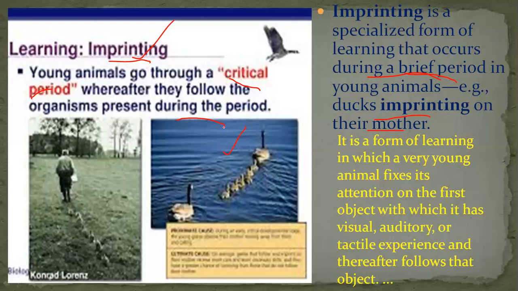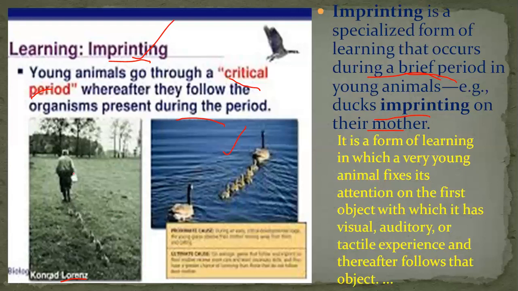Experiments and studies on this have been done by many scientists, but in the 1930s Konrad Lorenz performed an experiment. He kept eggs of greylag geese in an incubator, and after hatching, the geese spent their first few hours with Lorenz rather than with their own mother goose.